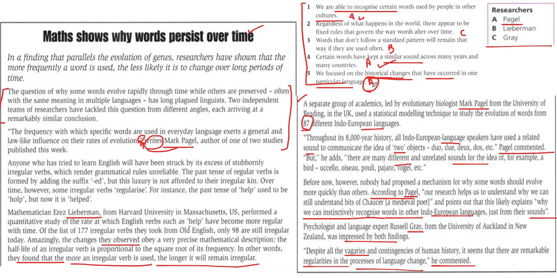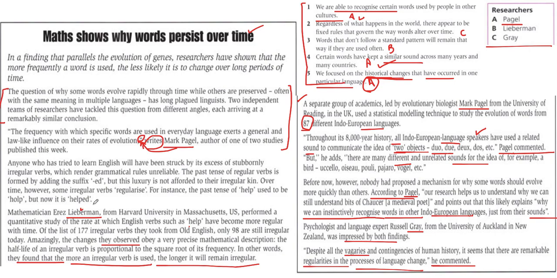Throughout its 8,000 years, all apart. Right. But this can't be because here they are talking about speakers, so they are using a related sound to communicate two objects. For example, two is used in different languages as duo, do, do. Mostly they have almost similar sound for particular words in different languages, but it's not saying that historical changes that have occurred in one particular language.